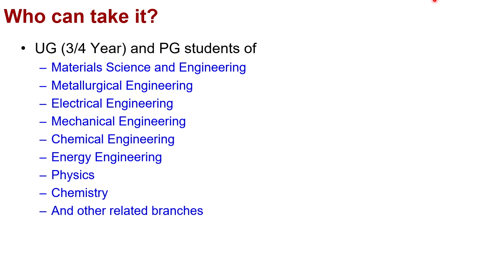So first of all, who can take this course? This course is suitable for any undergraduate student who is in third or fourth year, or a postgraduate early career student, typically from branches like material science and engineering, metallurgical engineering, electrical engineering, mechanical engineering, chemical engineering, energy engineering, physics as well as chemistry. However, it is not restricted only to these branches. If any other student is interested in this course with due preparation in background information related to material science and solid state physics, any other branches are also applicable.